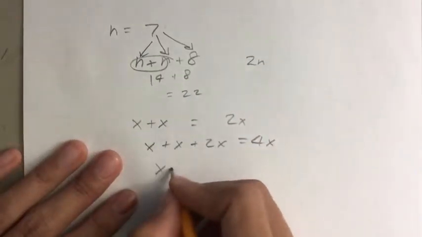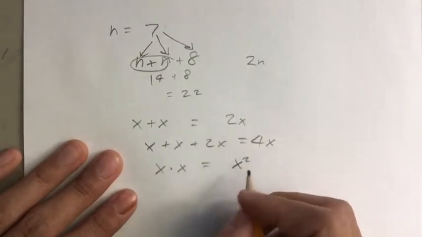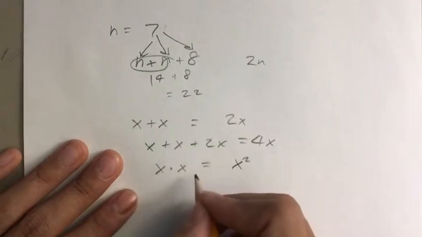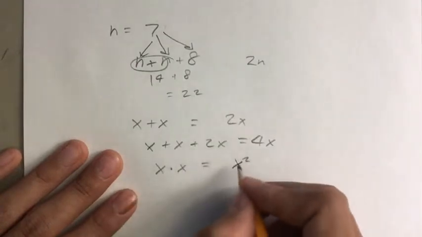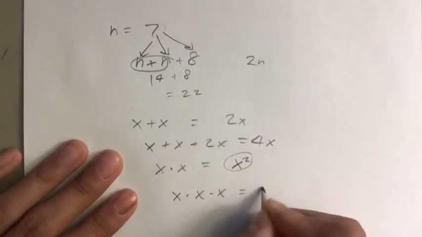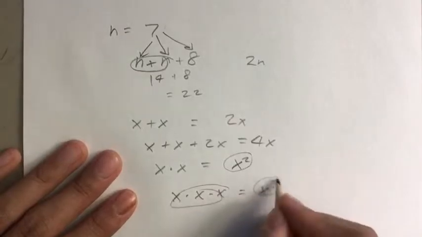Now, what's x times x? That is x squared. If you've never seen this before, that's an exponent. It means that you multiplied something by itself, and that gives you x squared. If it's x times x times x, it's x to the third, because you're multiplying three x's together. Now, we'll come back to that later.